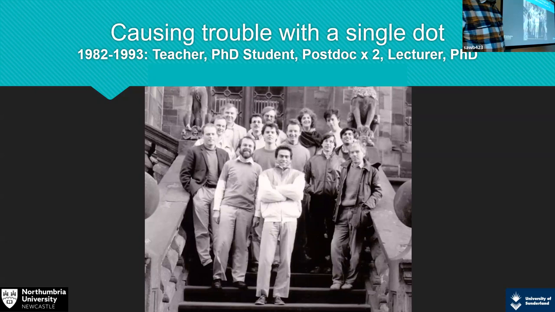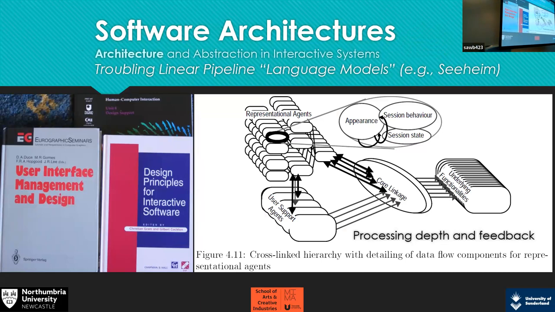I'm not going to go into this lot of detail, but I think in the early days of HCI in Britain, a lot of the activity was within computer science departments, and we felt we had to look like computer scientists. And it was some time before we started doing any fancy human-oriented stuff. So my PhD was on architecture and abstraction in interactive systems. And these are some of the publications that arose during my PhD. And that's a rather complex diagram there.